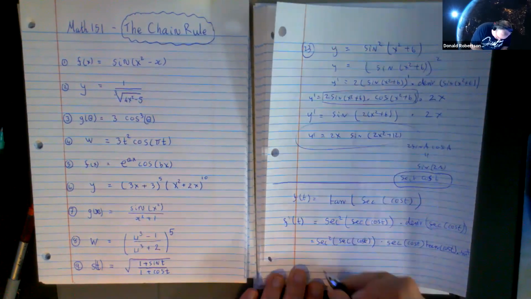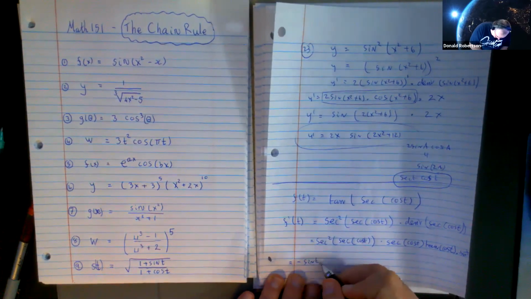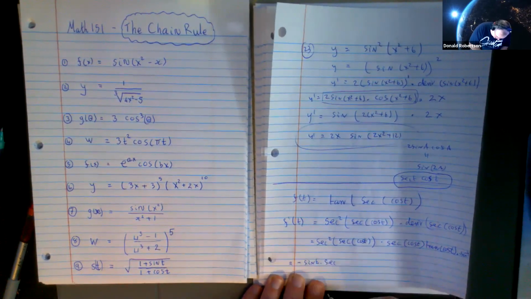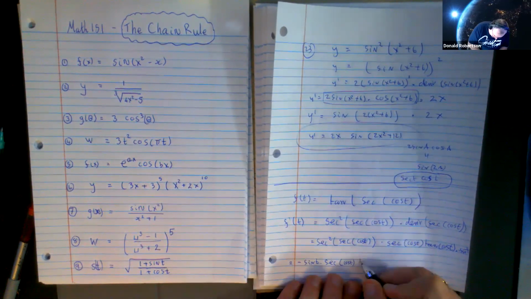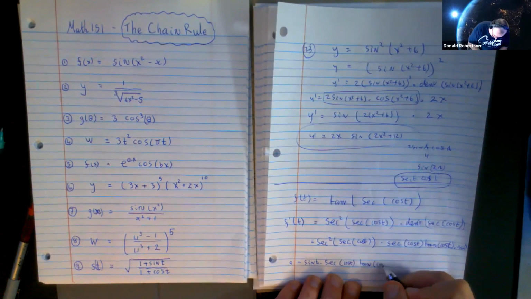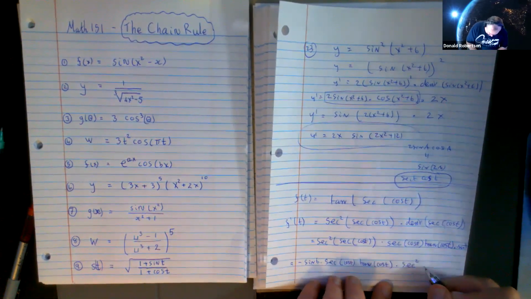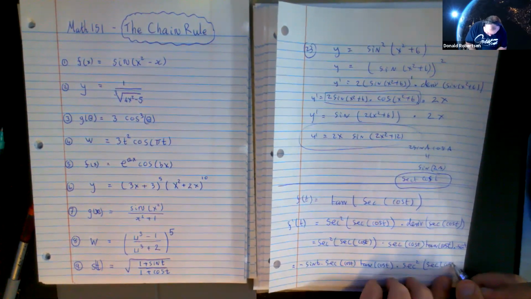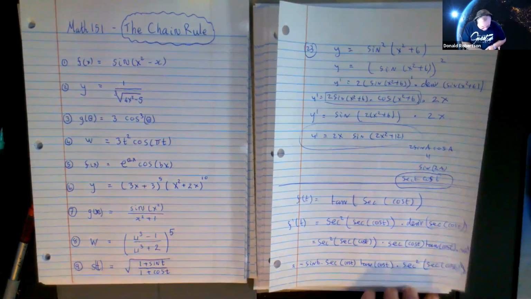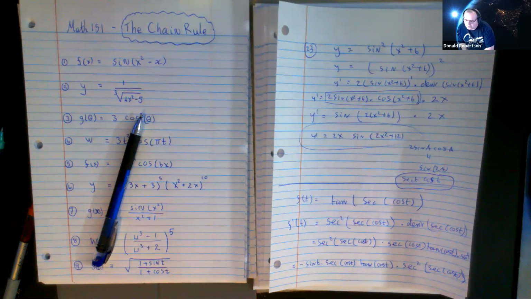So all I'm doing in this line is rewriting it. I've got a negative, I've got a sine t, I have a secant of cosine of t, a tan of cosine of t, and I have to finish with a secant squared of a secant of a cosine of t. Whew. That was a load of stuff.